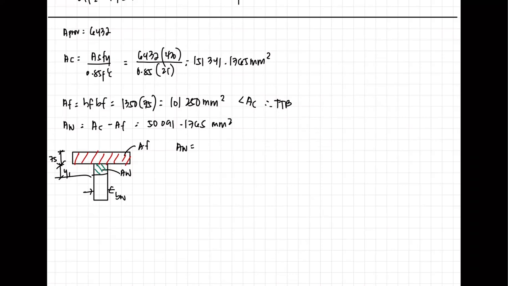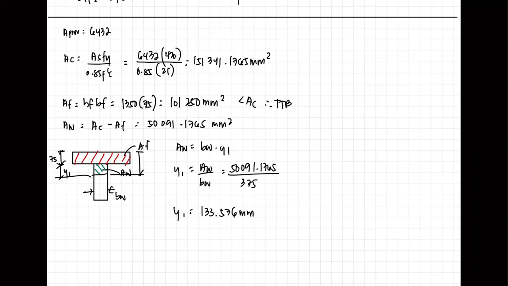Para makuha si Y1, AW is equals to BW. Area ng web ay equal sa width times height. So that is BW times Y1. So Y1 is equals to AW over BW. So that is 50,091.1765 divide natin ng 375. So divide 375, we have 133.576 mm.